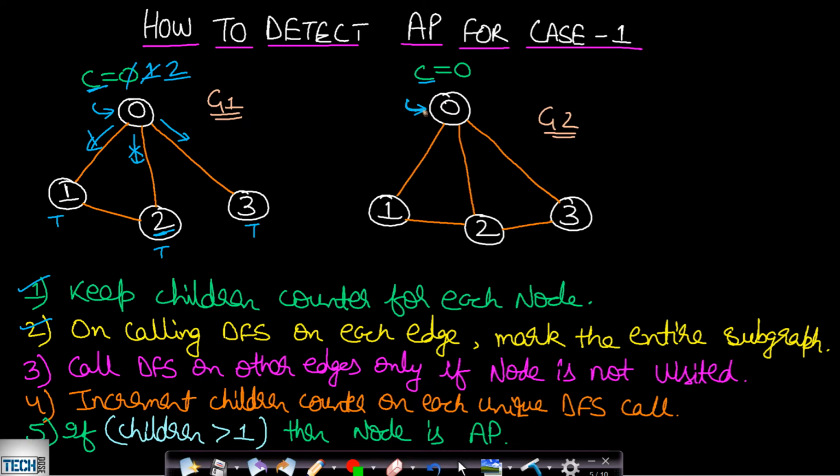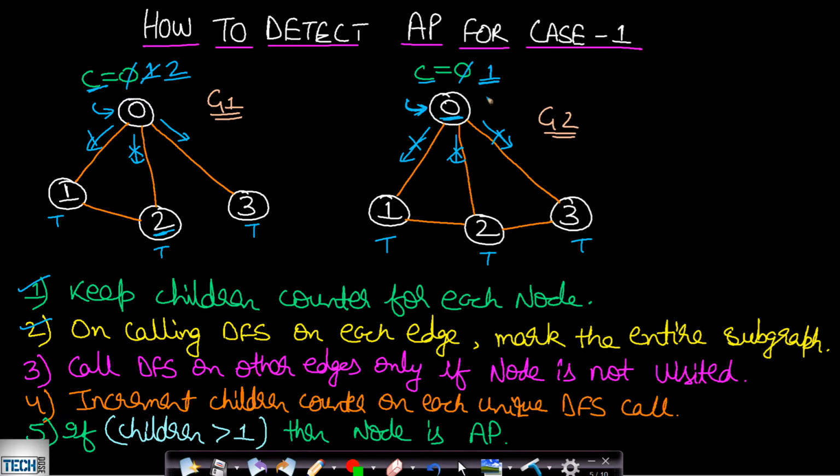Now if we consider node 0 in graph G2, then we will make a DFS call from 0 to 1. So 1 will be visited. From 1 we will visit 2. From 2 we will visit 3. Now our child count will increment by 1. Now we will try the next outgoing edge. You can see that 2 is already visited. And therefore this 2 must have been present in another subgraph which is already visited from this node 0. Therefore we will not visit it again. And the same reason goes for this node 3 as well. Therefore the number of children from this node 0 will be 1.